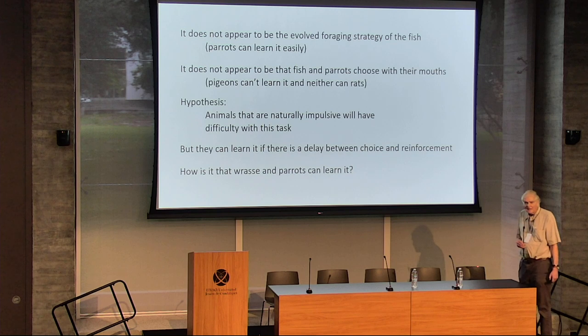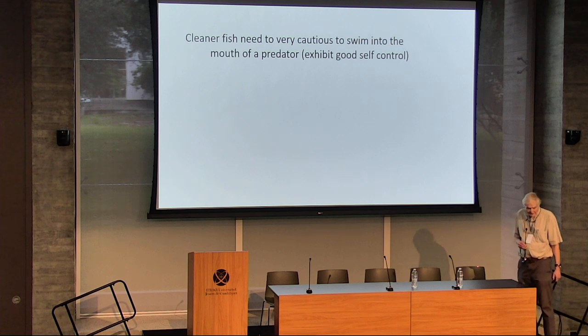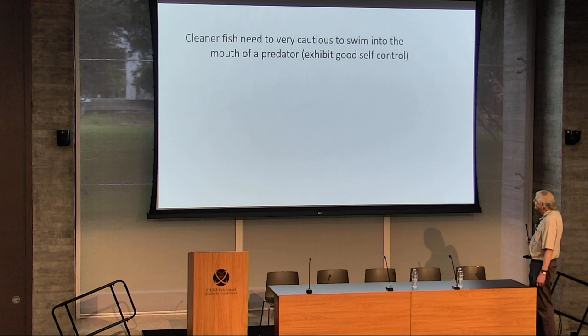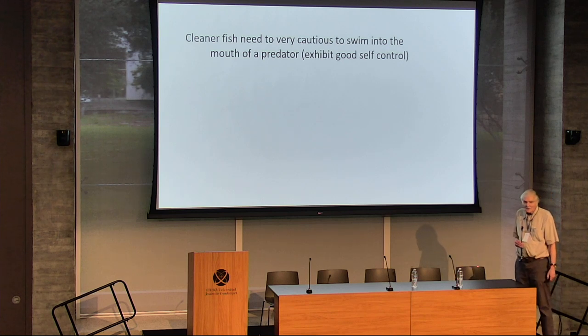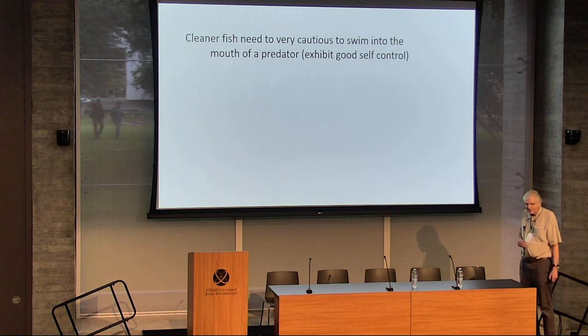Now, there's a remaining question, and that is, how is it that rats and parrots can learn it? And that is, aren't they impulsive as well? And my argument is, and I've asked Bashari if this is true, that the cleaner fish need to be very cautious. After all, they're swimming into the mouth of a large predator and cleaning its mouth. And what's to prevent the predator from gobbling it up?